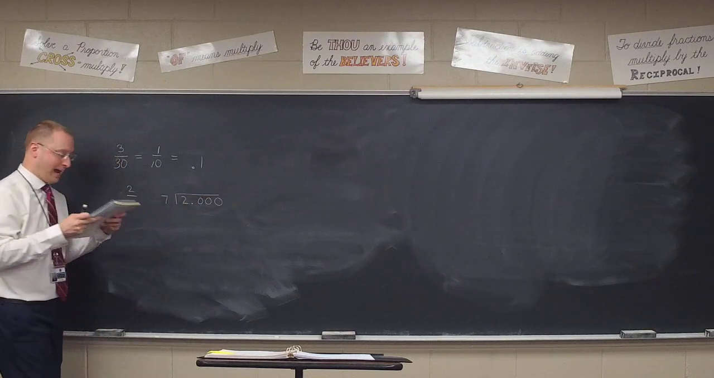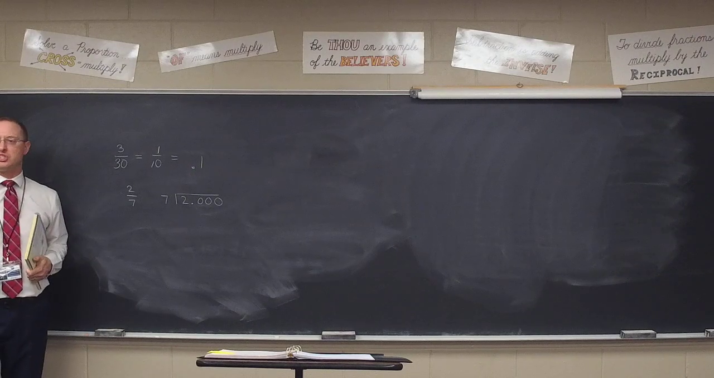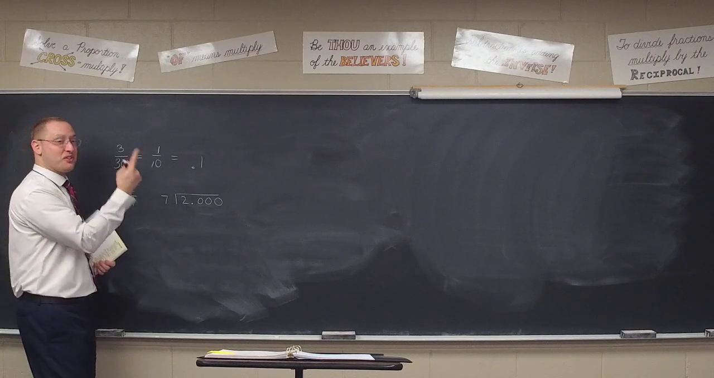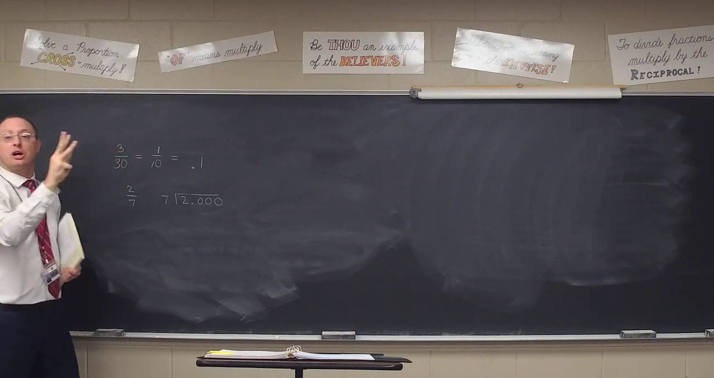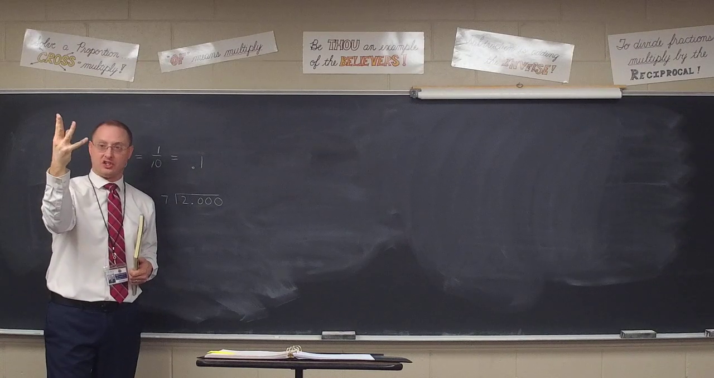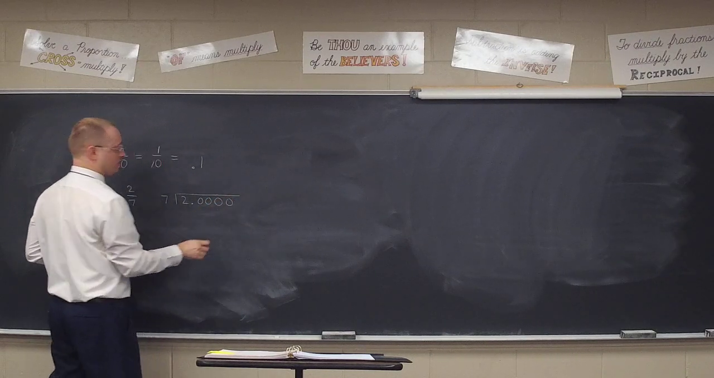Now, it said round to the nearest thousandth. How many decimal places is thousandths, class? 3. Tenths, hundredths, thousandths. But class, if I'm going to round to the thousandths, that means I need to know the next digit, because the 4th digit tells me how to round. So I'm going to need to put 4 zeros.